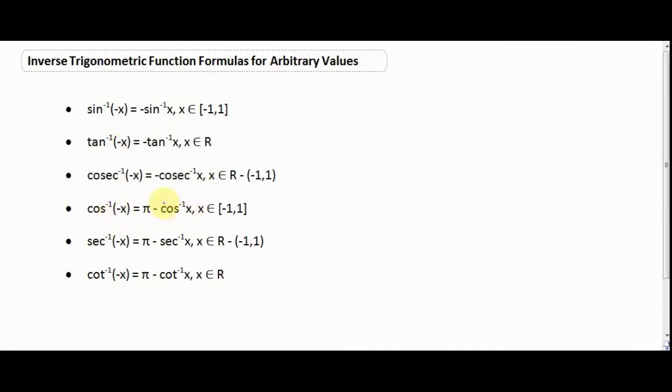So this is different from sine inverse of minus x. In this case, sine inverse of minus x is equal to minus sine inverse of x, but in the case of cos inverse of minus x, it's equal to pi minus cos inverse of x. Similar is the case with sec inverse of minus x and cot inverse of minus x. Sec inverse of minus x is equal to pi minus sec inverse of x, and cot inverse of minus x is equal to pi minus cot inverse of x. So let's see one problem related to this.